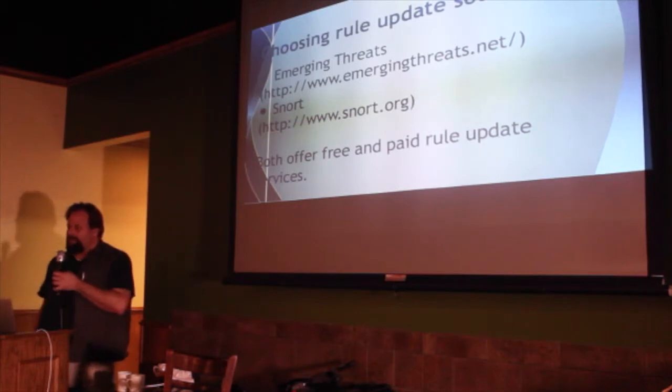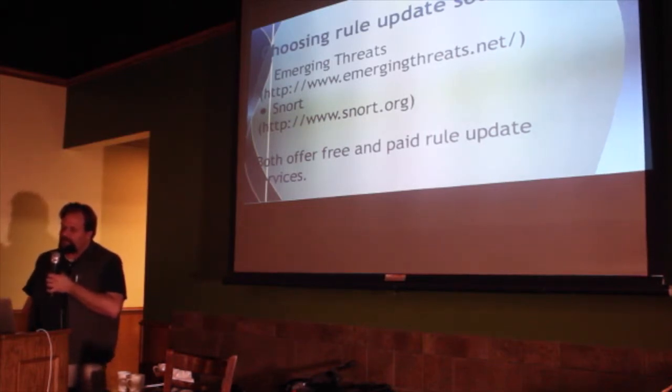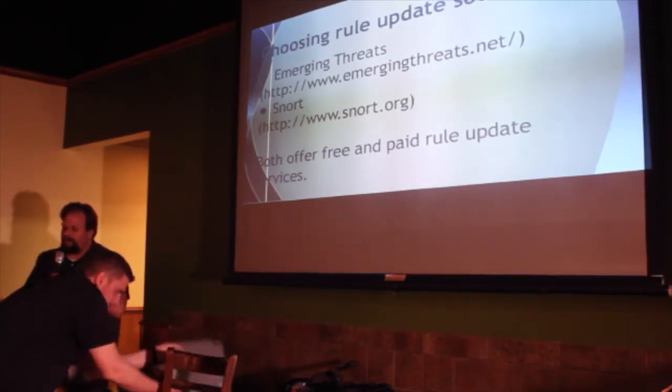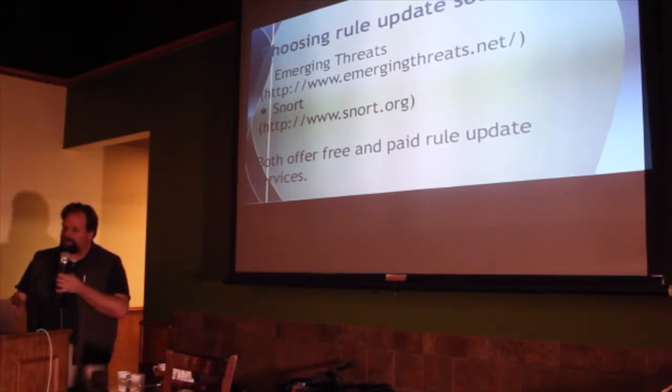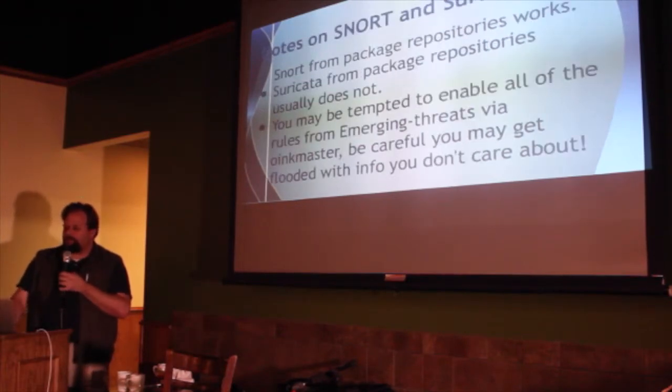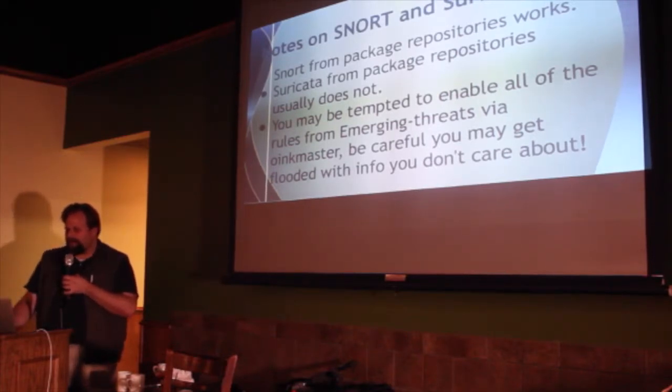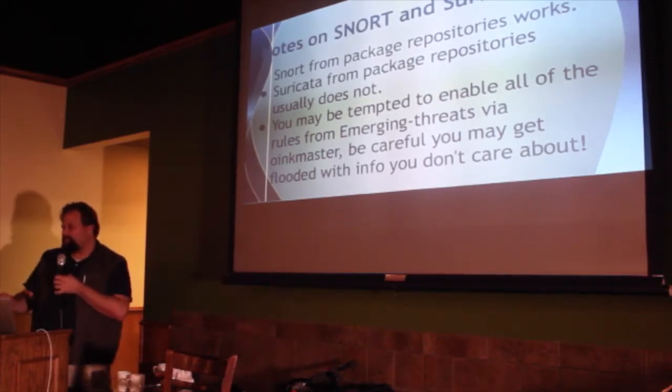I mentioned before getting up-to-date rule sources. So Emerging Threats is a good resource, and snort.org you can also get updated rules. And both offer free and paid-for services. And Snort from the package repositories tends to work. Suricata tends not.